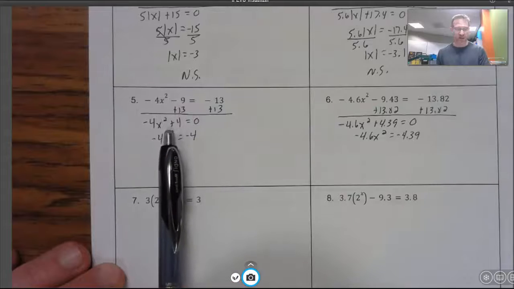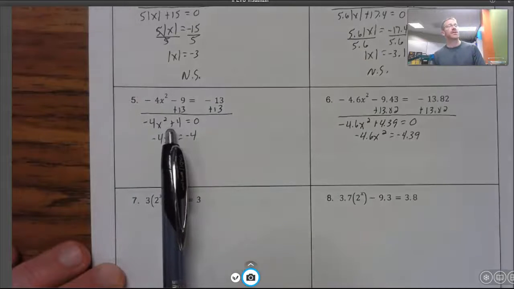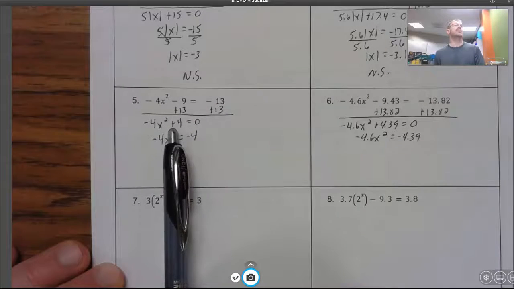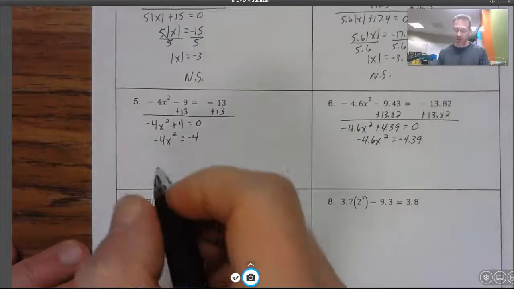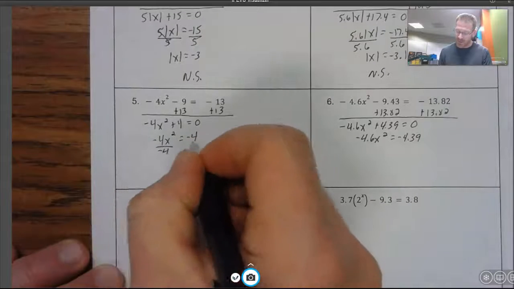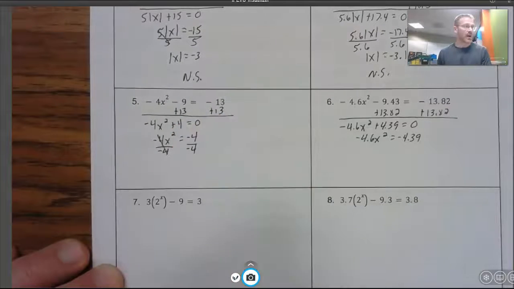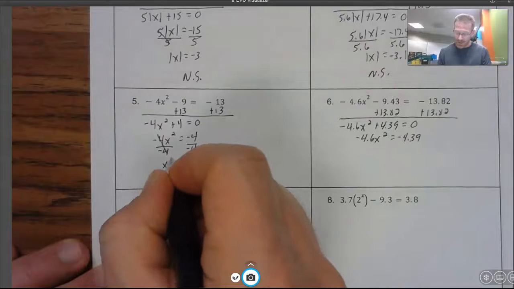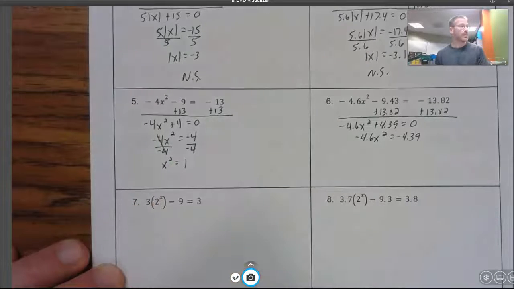Now once again, it's a multiplication problem. Negative 4 times what is negative 4? Negative 4 times 1 is negative 4. So we know x squared has to be 1. But notice I could have undone that with division. That leaves me 1x squared. Negative 4 divided by negative 4 is 1.